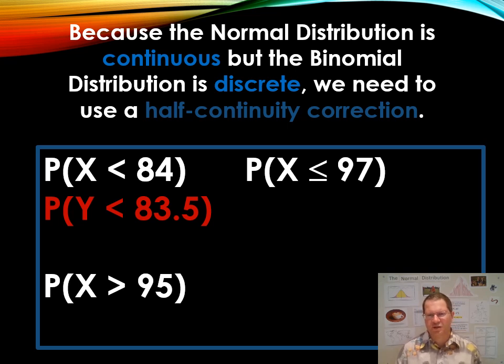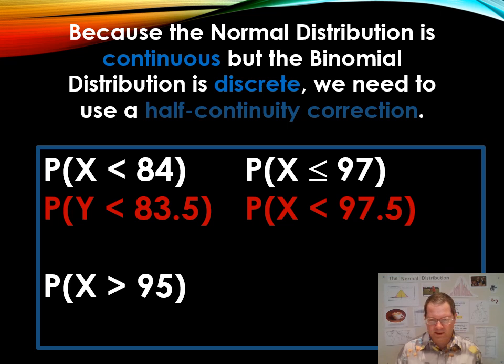Whereas, if we want X to be less than or equal to 97, 97 has its little cloud between 96.5 and 97.5, but we want to include 97 in this question, so we are going below 97.5 to ensure that 97 is also included. And then one final example, if we want X to be greater than 95, again the cloud around 95 starts at 94.5 and ends at 95.5, but this time we don't want to include 95, so we're only going to start at 95.5 for our normal.